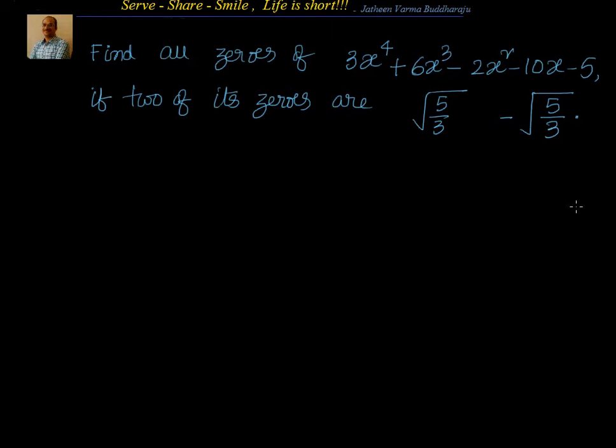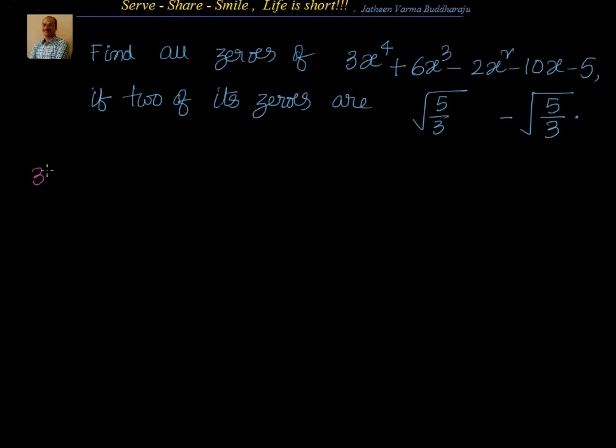Hello friends, welcome. In this session, let's try to look at how to find out zeros of a biquadratic polynomial given two of its zeros. Now to start with, what's the meaning of zero of a polynomial? The zero of a polynomial is the value of x which will make the polynomial value equal to 0. So if the polynomial degree is 4, then we know that it will have 4 zeros.